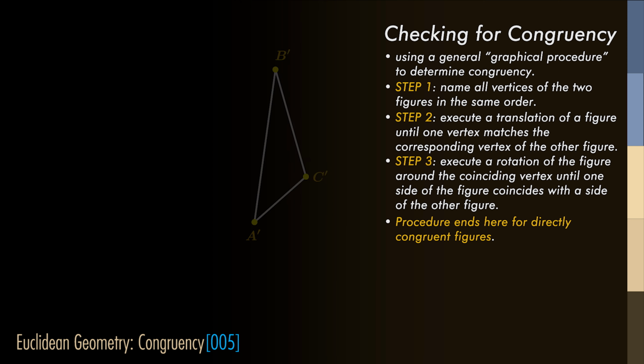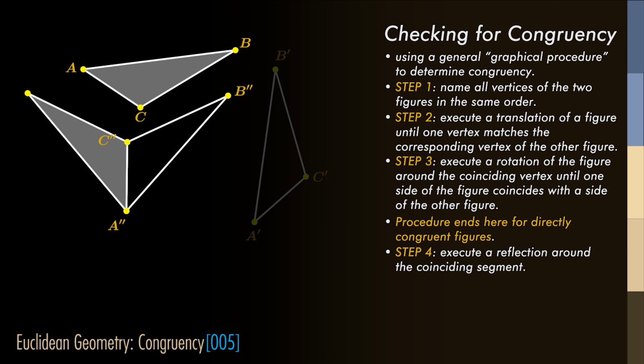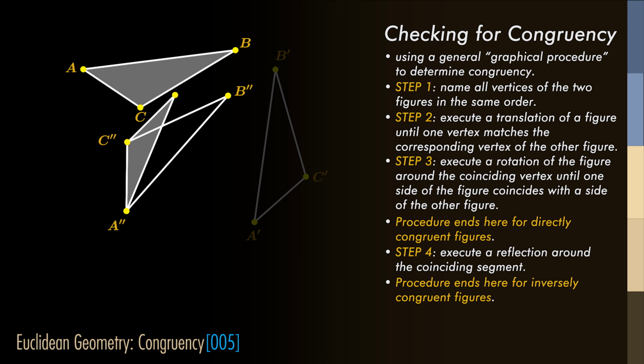Let's now follow the same process, but with A', B', C'. The first 3 steps are the same, but we see that we cannot yet let the two figures coincide. We have to perform a 4th step, called a reflection, around the coinciding side. And after this, the figures coincide completely. So there is an inverse congruency between ABC and A', B', C'.